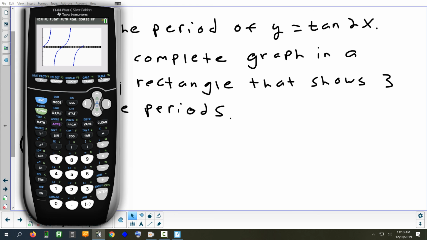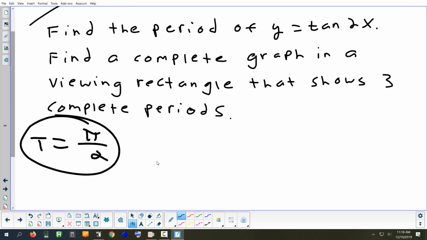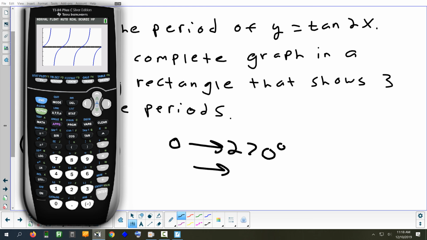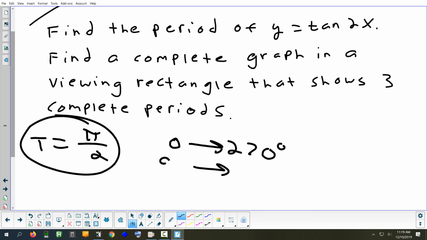So we've got 3 cycles. We've got a half, a whole, and then a half. So technically that's okay. But it's actually easier to think about in degrees. We just did 0 to 270. Can anybody give me a window from what to what? 90 to 360. All right. So we could do 90 to 360.